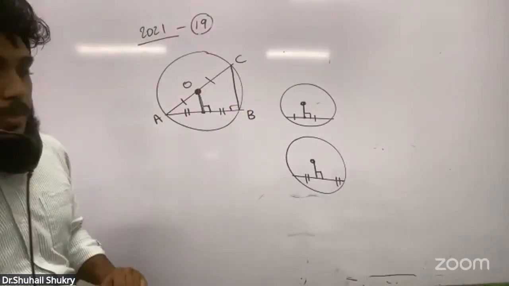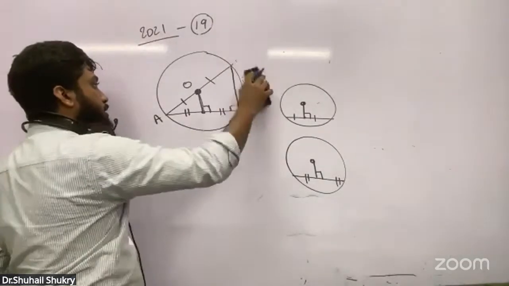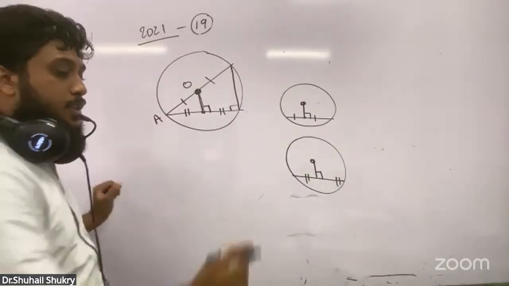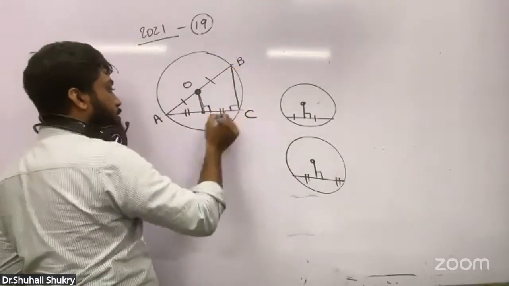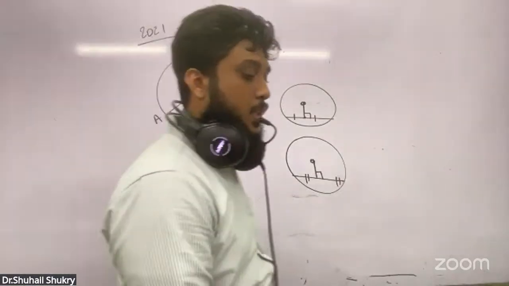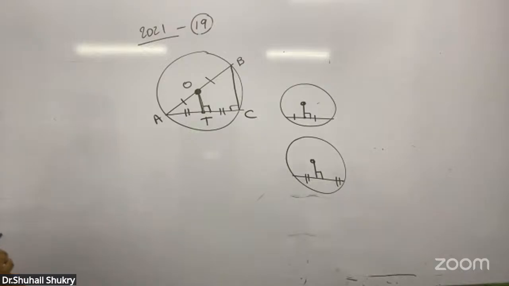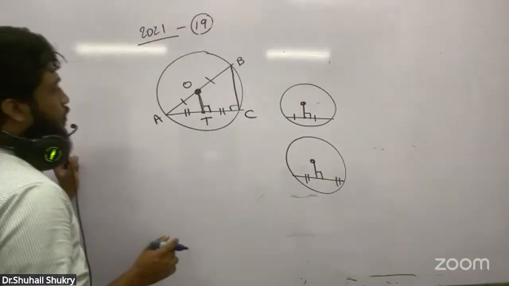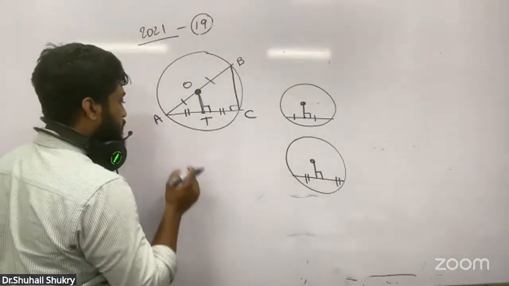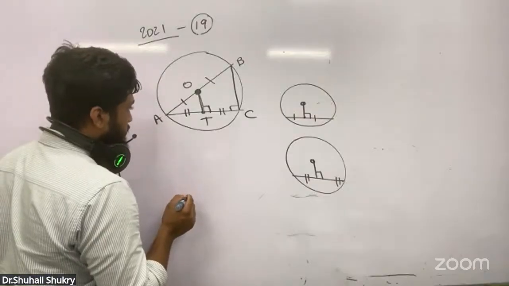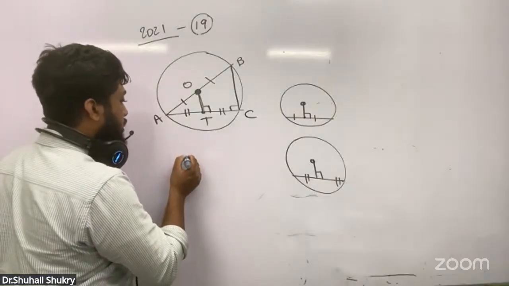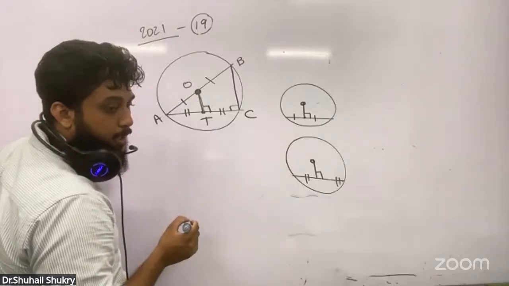Sorry, other way round. This is B, this is C, this one is T. Right? So AB, CT. Oh, AB, AOB, CT. So what do we tell here, guys? Right, what do we tell here? Right? The first thing we tell, like this.